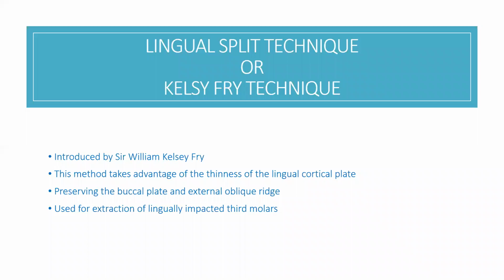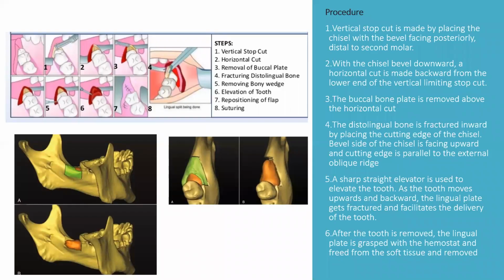Let's come to the procedure now. Vertical stop cut is made by placing the chisel with the bevel facing posteriorly distal to second molar. As you can see here, a vertical stop cut is given. With the chisel bevel downward, a horizontal cut is made backward from the lower end of the vertical limiting stop cut. A horizontal cut is made here. The buccal bone plate is removed above the horizontal cut. So the buccal bone above the cut is removed.